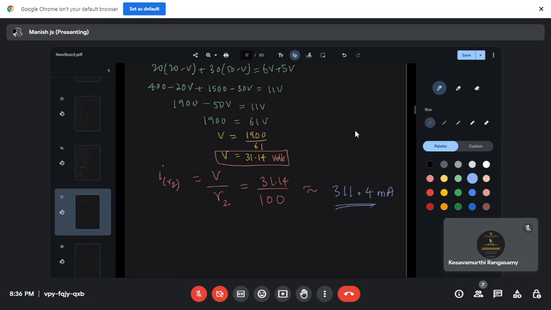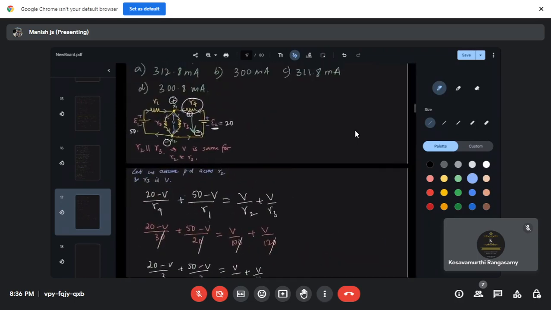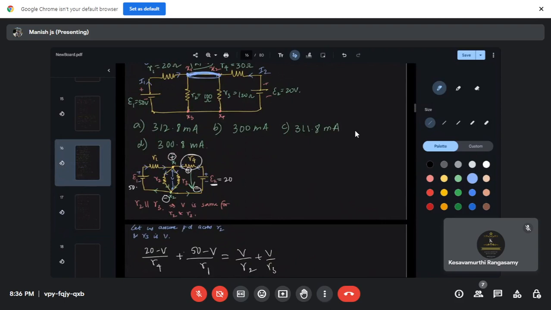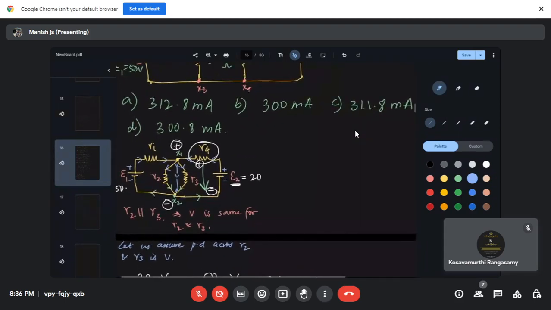Sir, here R1 and R4 are in series, sir. No, they are not in series. How are you establishing that they are in series? In between, R2 and R3 is also there, no? So you cannot say that they are in series. Series means they should be one after the other without any branch in between. If there is no branching and they are directly connected, only then you can call it series. But here you have a node in between, so it is not possible to say it is in series.